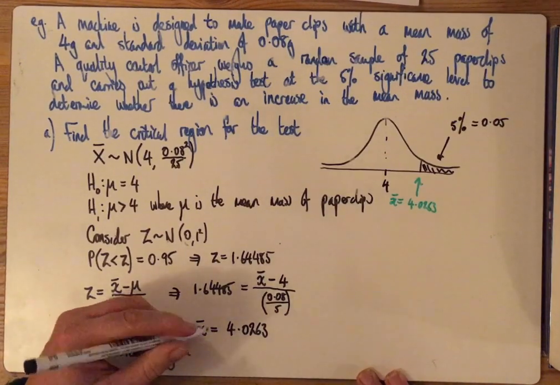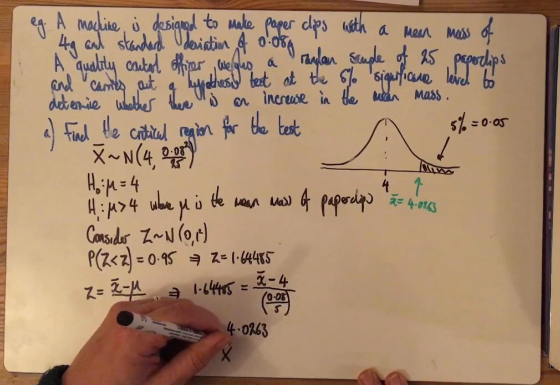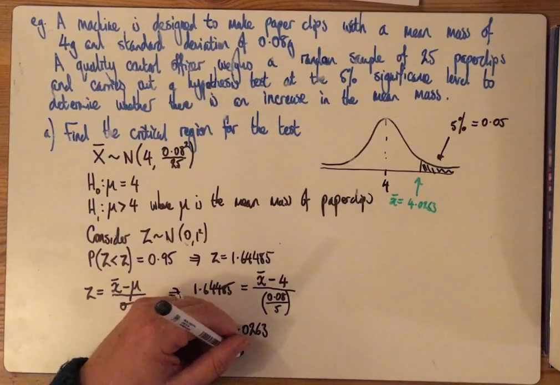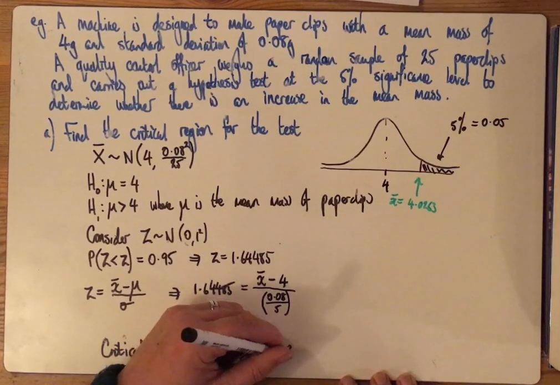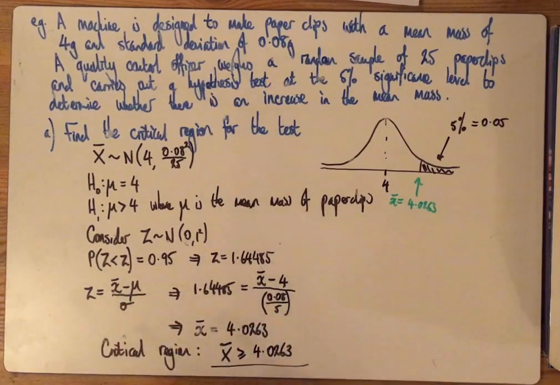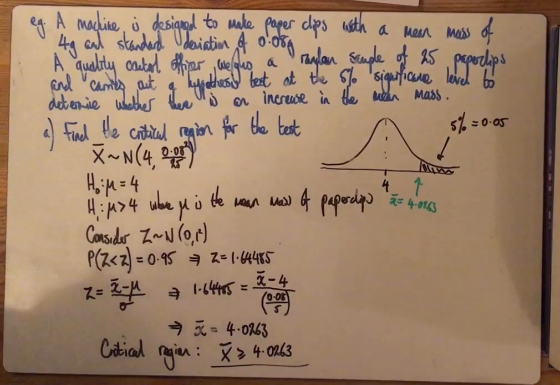If you don't understand hypothesis testing, give me a shout. I'll do my best to explain it to you. So the critical region is greater than or equal to 4.0263. Once you've got it, they're quite right really. So that's that bit.